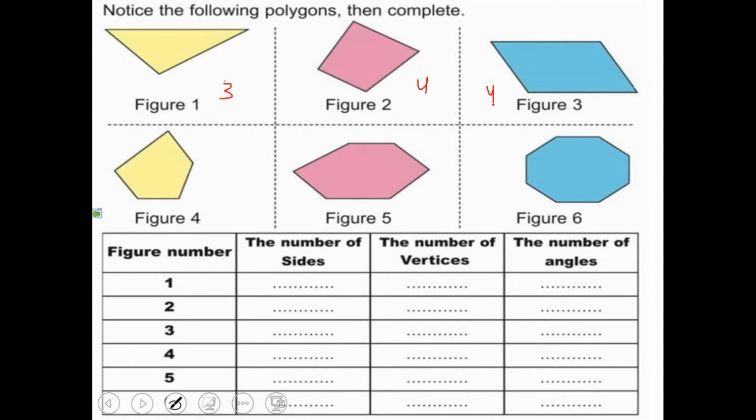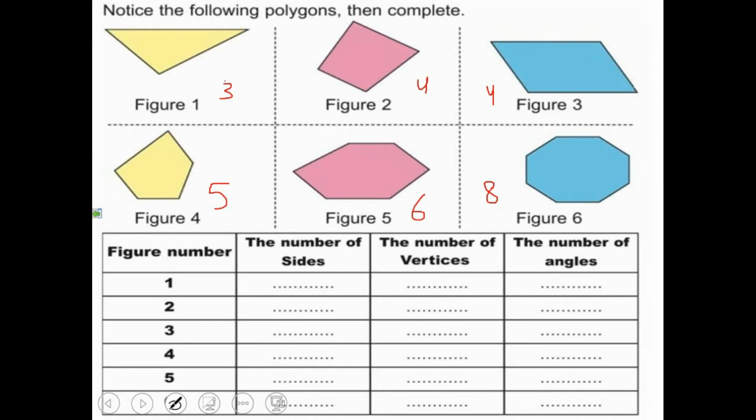And if we look at the fourth figure, we have 5 sides, so it's called pentagon. And in the fifth figure, we have 6 sides, so we have hexagon. And if we have 7 sides, it will be heptagon. And if we look at figure 6, we have 8 sides, and it's called octagon.